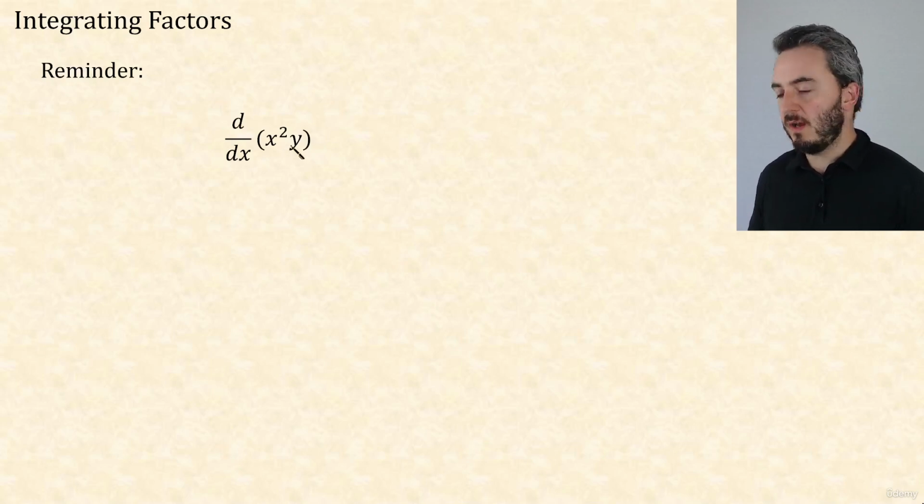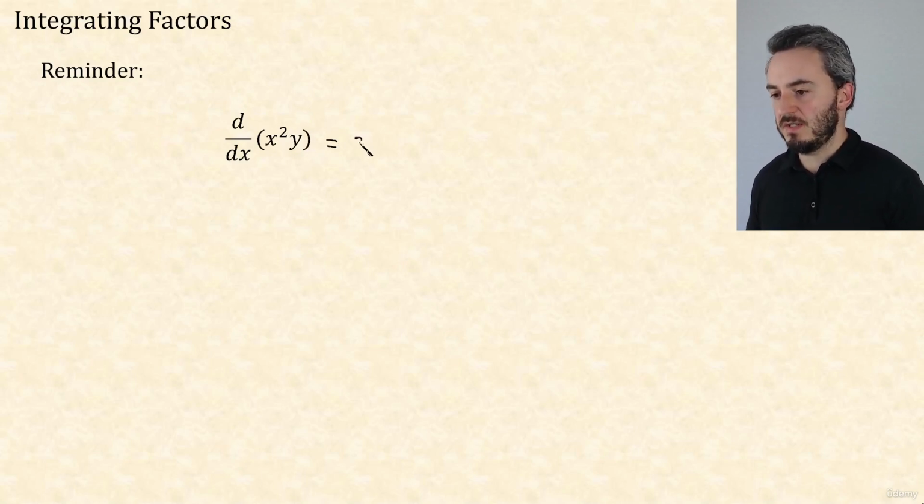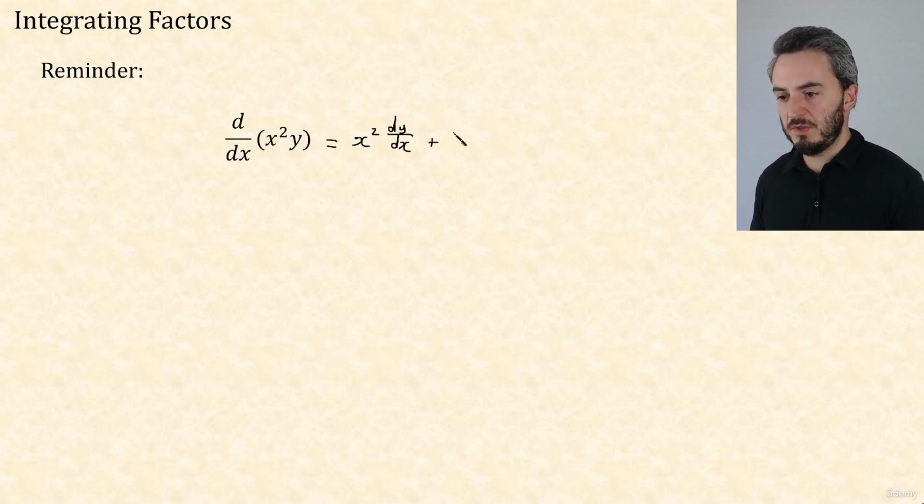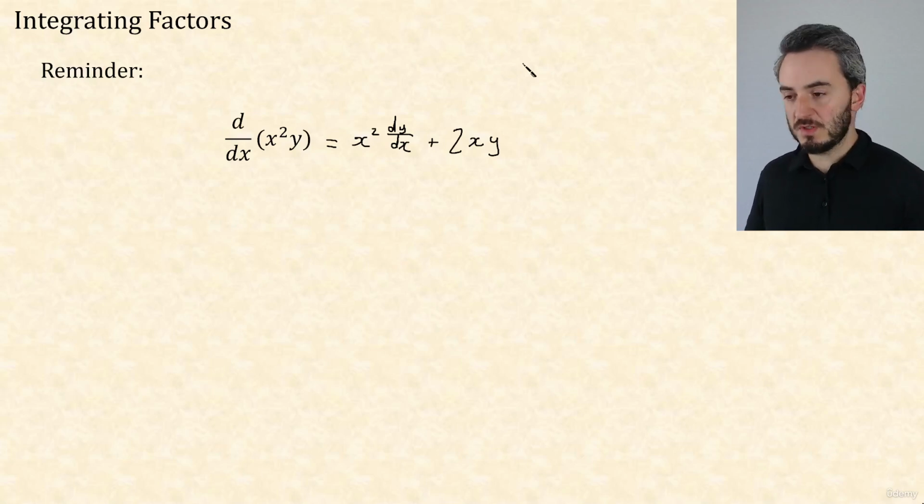So what do we get if we differentiate this? We'll consider this to be my u and this to be my v. I'd get u v dash, so that's x squared dy by dx, plus u dash v, so that's 2xy. Okay, so that's just a reminder of what the product rule looks like when we've got an implicit product.